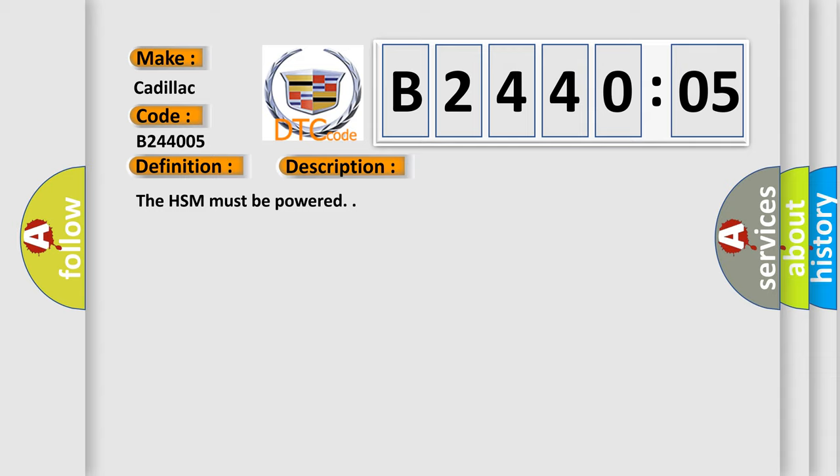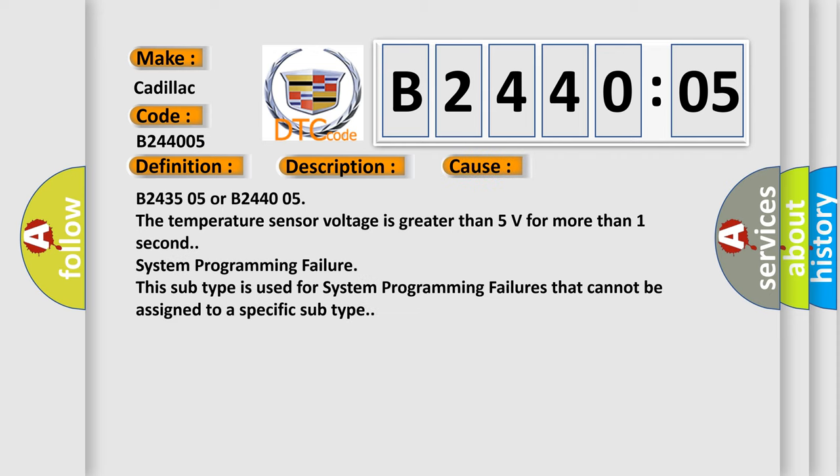The HSM must be powered. This diagnostic error occurs most often in these cases: B2430-05 or B2440-05. The temperature sensor voltage is greater than 5 volts for more than 1 second. System programming failure. This subtype is used for system programming failures that cannot be assigned to a specific subtype.